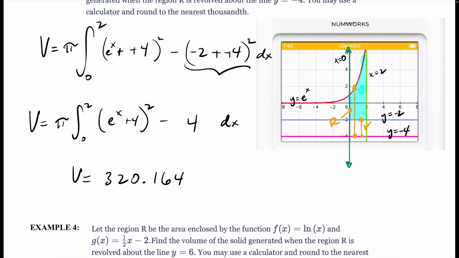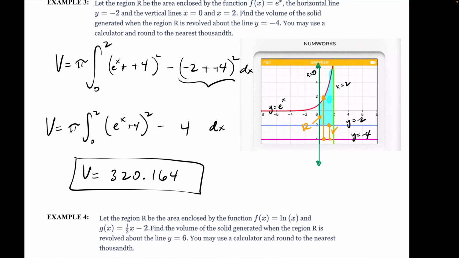320.164. Is the reason this is significantly more volume because there's a smaller little r and a big R? Yeah, that's a good point. Why was this one bigger than the other one significantly? The shaded area is pretty big and r is tiny, so that means a tiny hole. Got it. Yeah, so if little r is small, it's going to be a bigger volume.